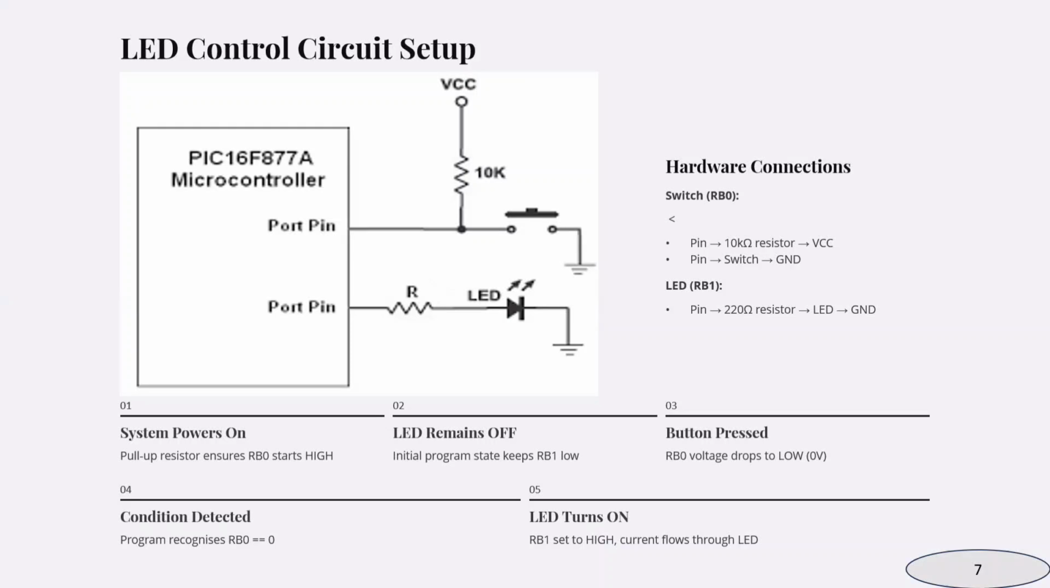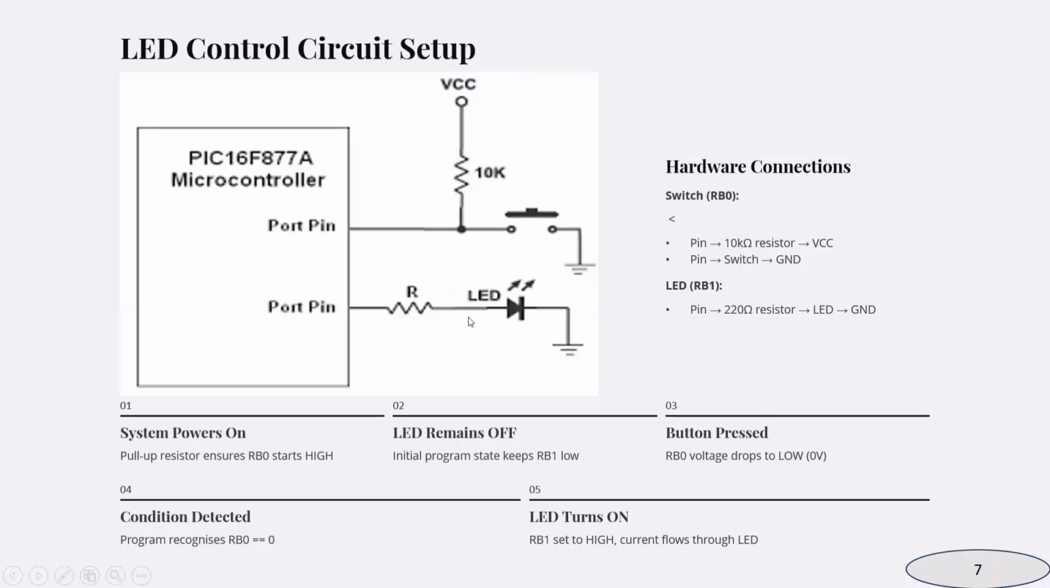Now let's check how to connect the switch. RB0 is connected to VCC through a resistor, and again RB0 itself is connected to the switch, and the switch is connected to GND. So you have to configure the switch like this to avoid the floating point. Clear? Once again, RB0 is first connected to VCC through a 10K resistor, and the same pin is connected to the switch, and the other point of the switch is connected to GND.